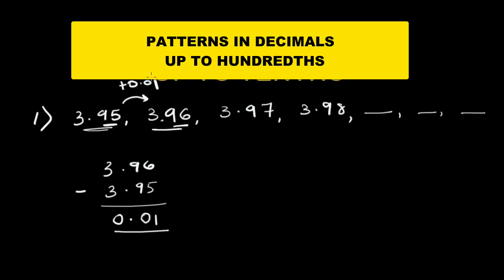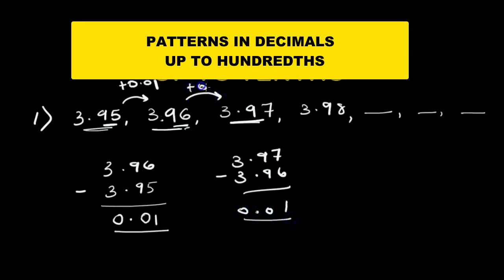Let's confirm if this is the same number for the next pair as well. For that, we would take 3.97 and subtract the previous number, 3.96. When we subtract, we get 0.01. So from here, we know that this number is going up by 0.01. Now, if we want to find out what the first blank is, all we have to do is add 0.01 to the previous number.